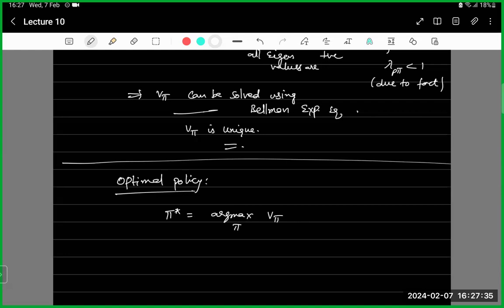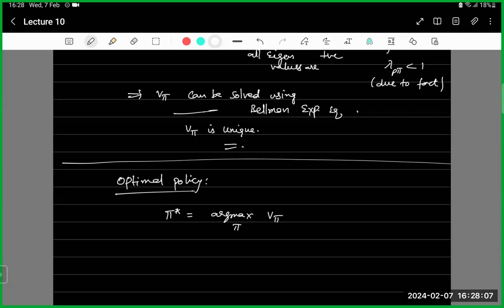Why minimum? V pi is the expected return, right? Not the regret. Why minimum? No, I did not get you. No, you want a policy which will give you more return, right? So you just want the policy which has the maximum possible return. That's what we are trying to find. Since it's a vector, you are saying that. Is that what you're saying? Yeah, I'll come to that.